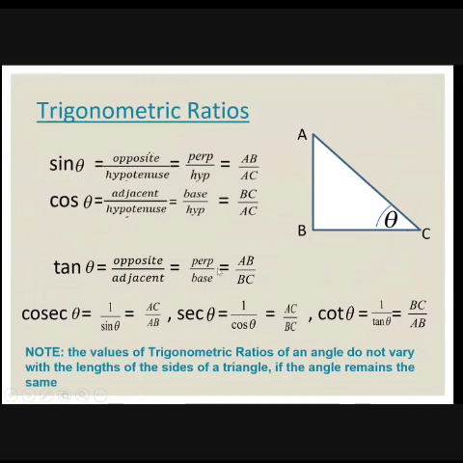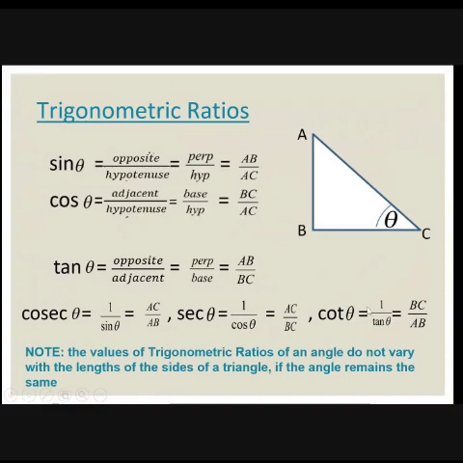The tangent theta is what? It is the side opposite to the angle of reference theta upon the side adjacent to angle theta, so that means it is AB upon BC. Cosec theta, the reciprocal of sine theta, is AC upon AB. Sec theta, the reciprocal of cos theta, is equal to AC upon BC. And cot theta is the reciprocal of tan theta and it is given by BC upon AB.